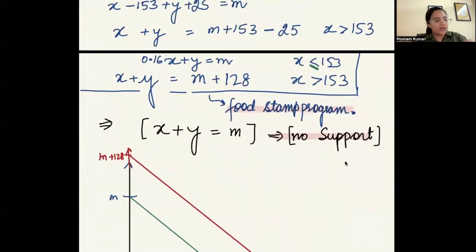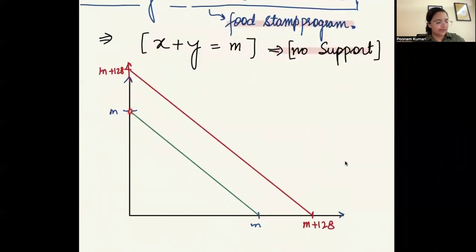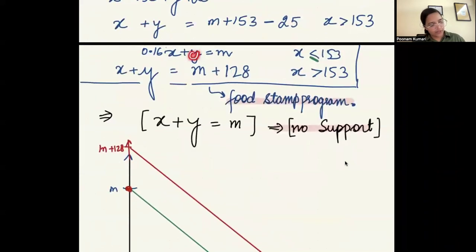Okay. Now how will I draw this? So when X value is 0, what is the value of Y? M. So this is exactly here. Okay. And when Y is 0, what is the value of X? M upon 0.16. So this is M upon 0.16. So how much is that? It's greater than M. So this is greater than M.